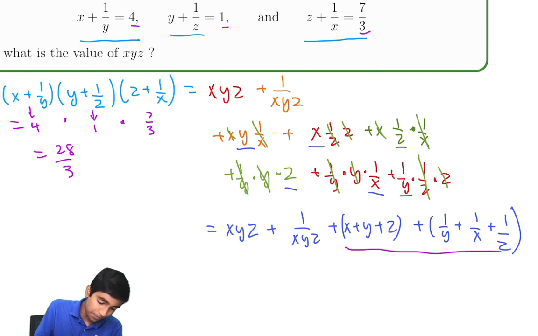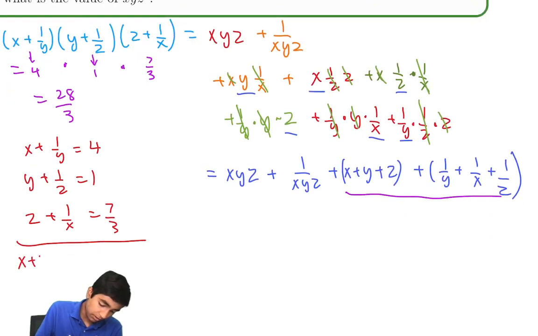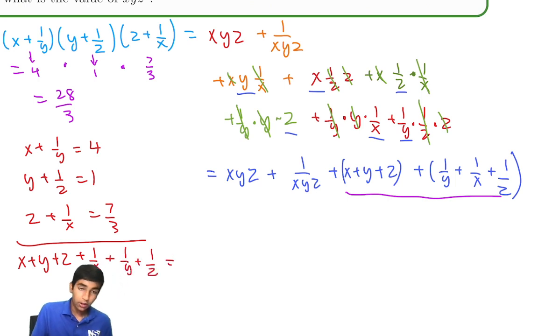Because if we do that, let's add them all up. We have y plus 1 over z equals 1, z plus 1 over x is 7/3. So if we add them up, we get x plus y plus z plus 1 over x plus 1 over y plus 1 over z equals 4 plus 1 plus 7/3, which is 5 plus 7/3. And 5 is 15/3, so this becomes 22/3.